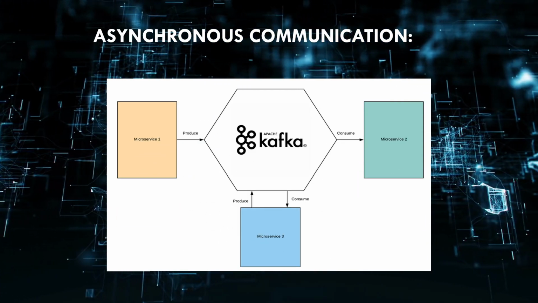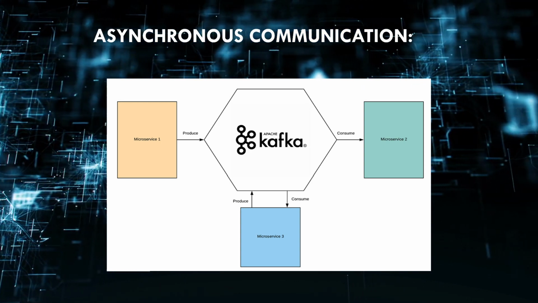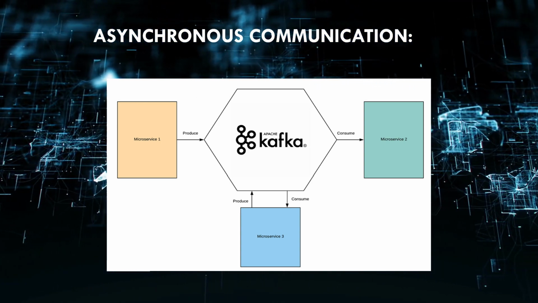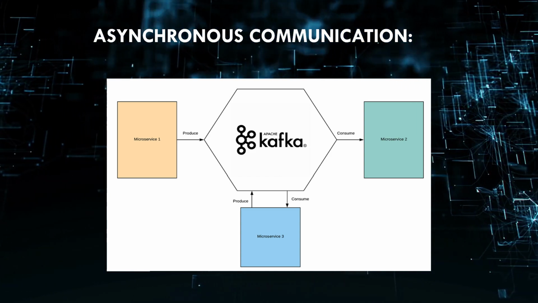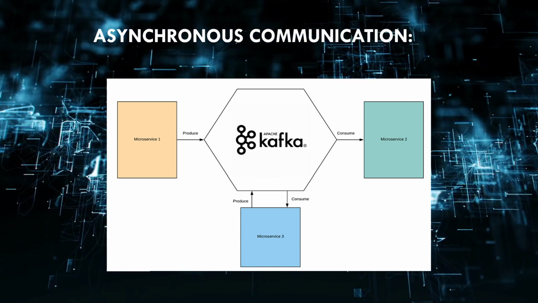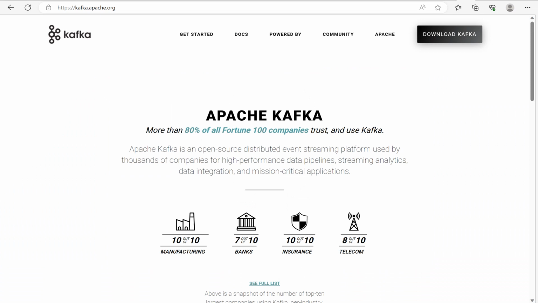There are several ways to communicate using asynchronous communication in Spring Boot and microservices. We have messaging services and so on. For our example, we will be using the Kafka implementation. If we go to the Apache Kafka website, we can see the definition here. Apache Kafka is an open source distributed event streaming platform used by thousands of companies for high performance data pipelines, streaming analytics, data integration, and mission critical applications.